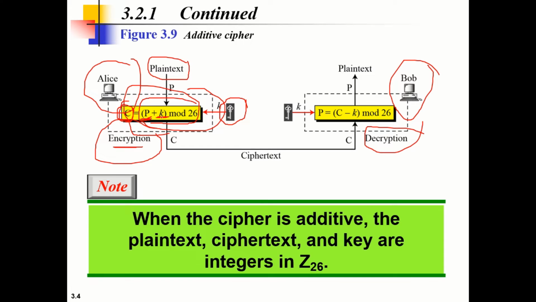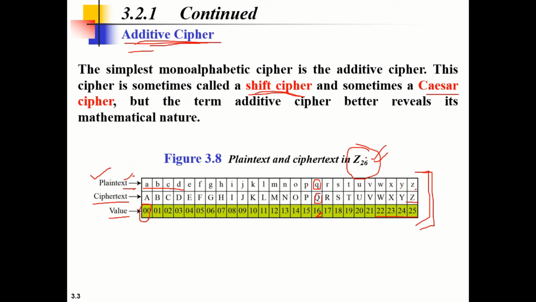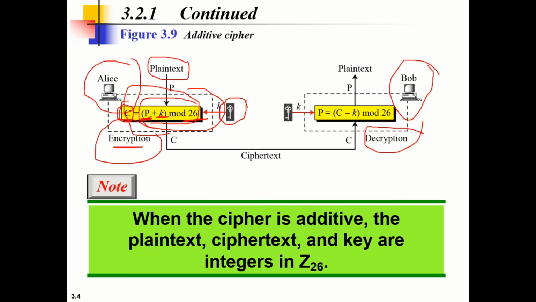Right, this mod 26 we are using because we cannot go beyond these 26 characters which we were discussing over here. So that is why we are taking mod 26 of this addition. Right, how do we calculate it and how do we use it? We'll discuss it in the next slide with an example.